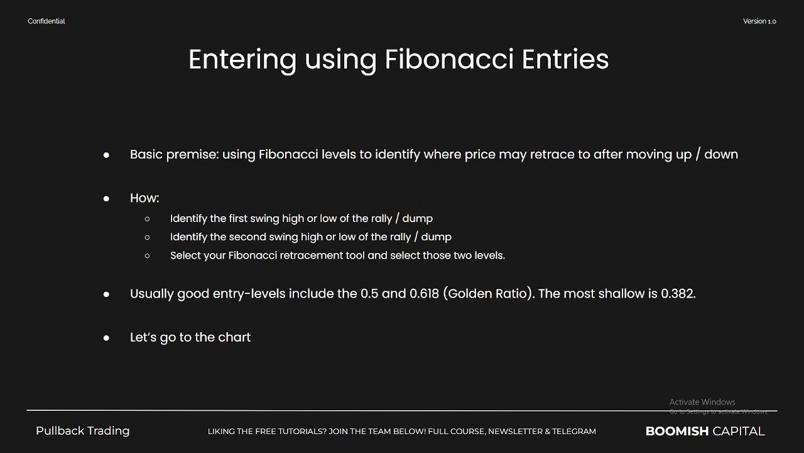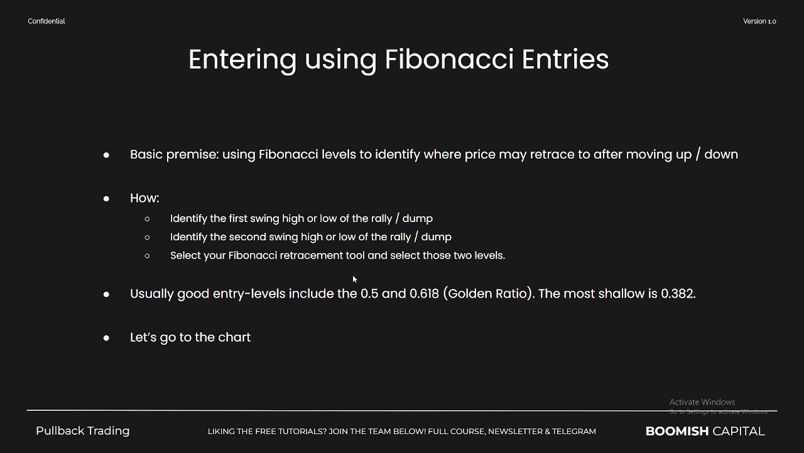So the basic premise is using Fibonacci levels to identify where the price may retrace after going up or down. So you can essentially just trade the trend or trade a reversal with the Fibonacci sequence. And the way you do it is you select your Fibonacci retracement tool and select the two levels, which are going to be swing levels. Essentially just select the bottom, select the top. Usually the best entries are going to be the 0.5, 0.618 in a trending market. And the most shallow entry that traders tend to use is the 0.382 level.